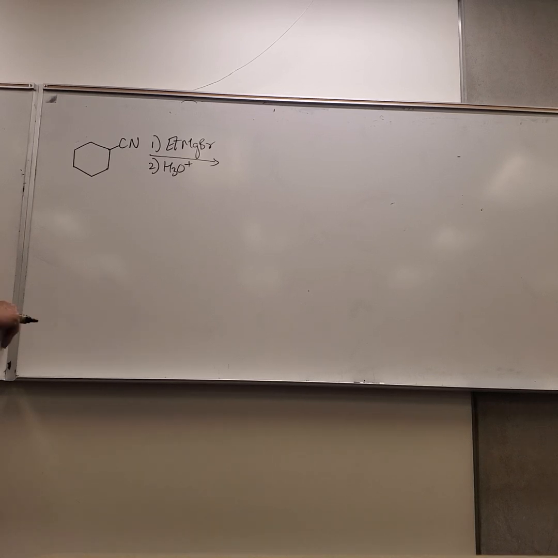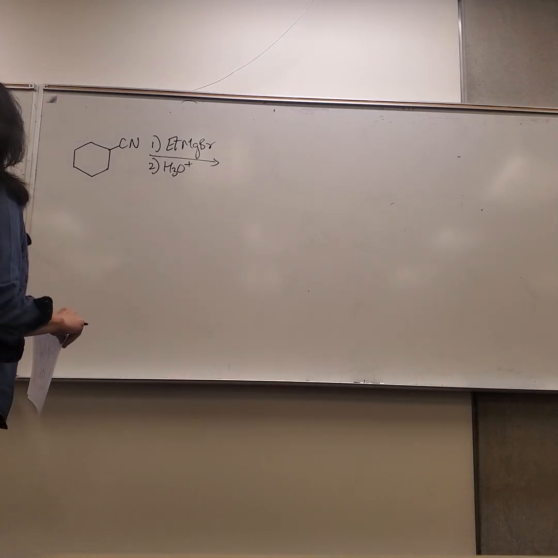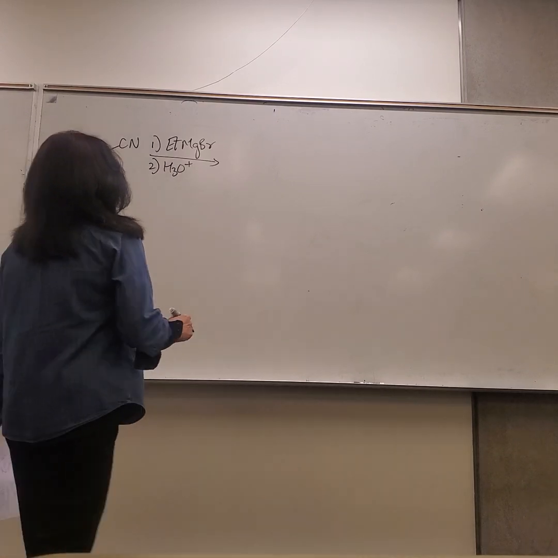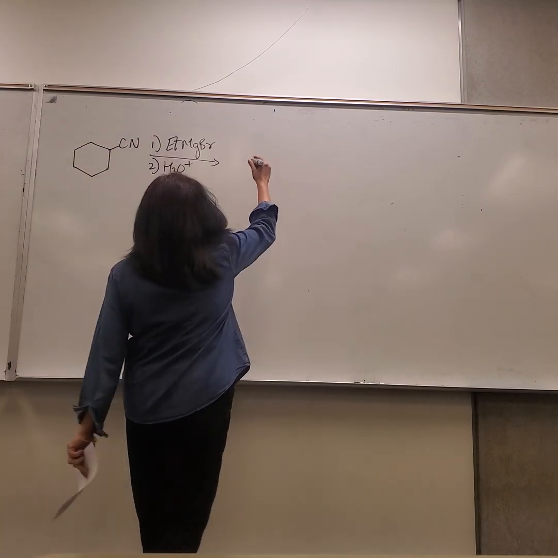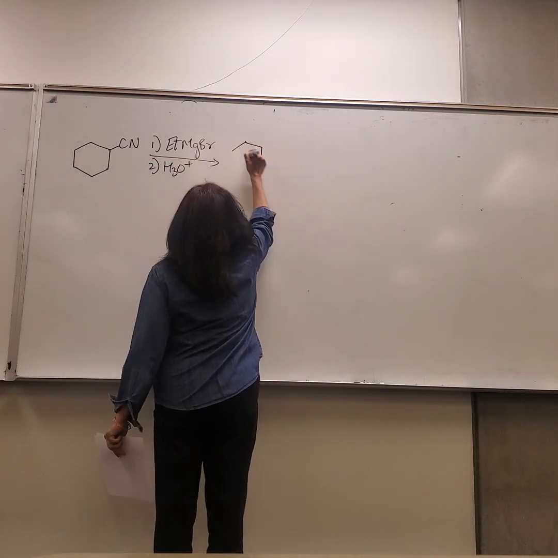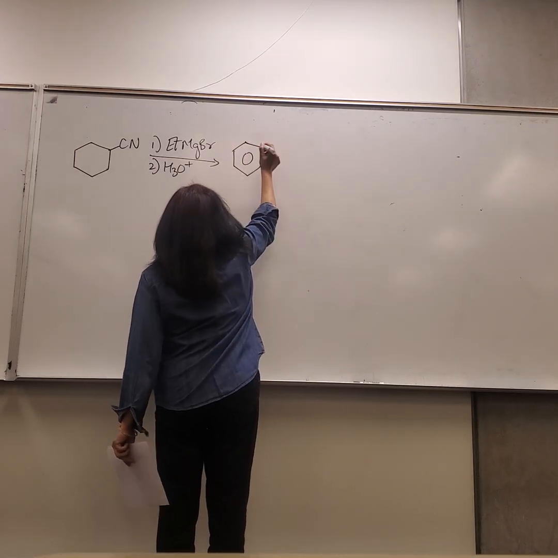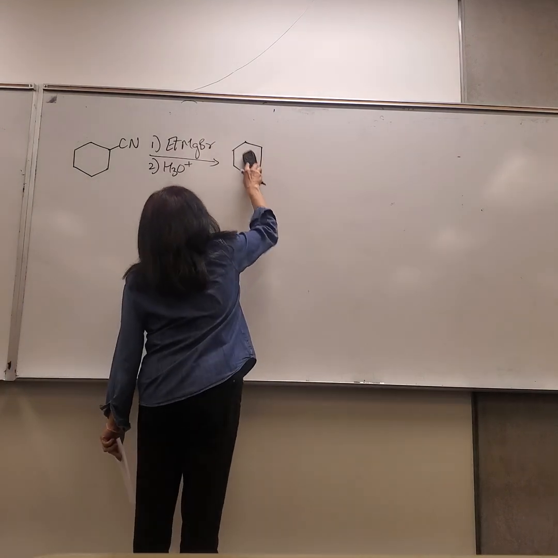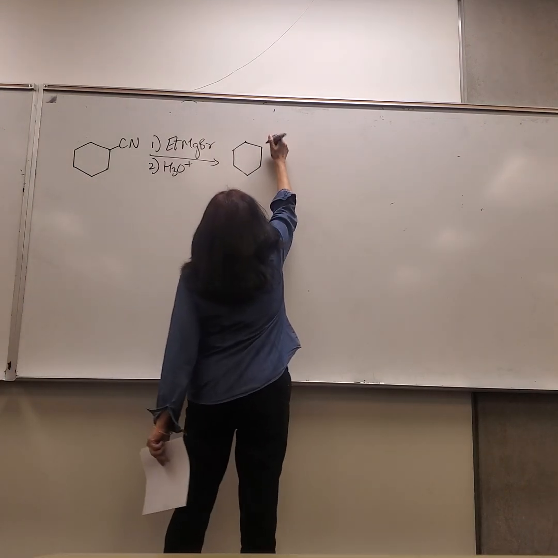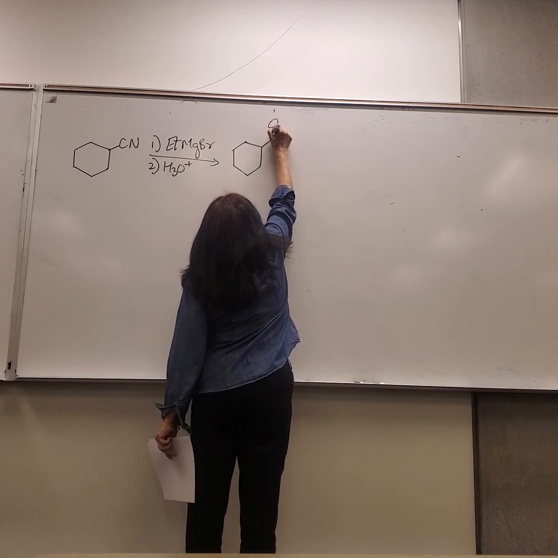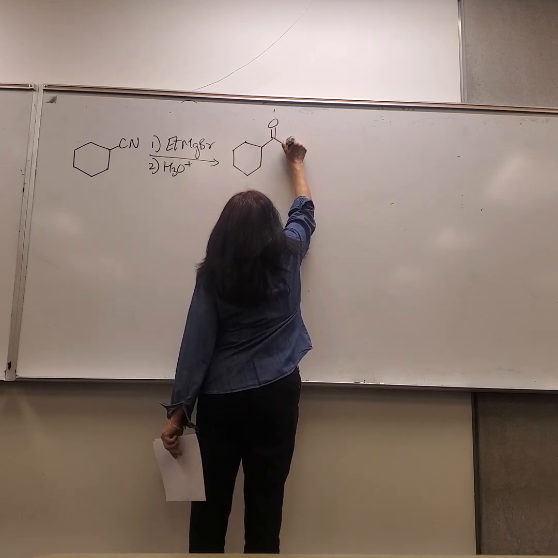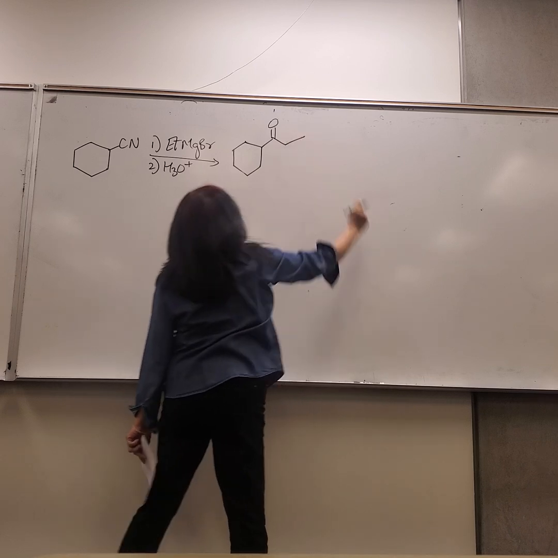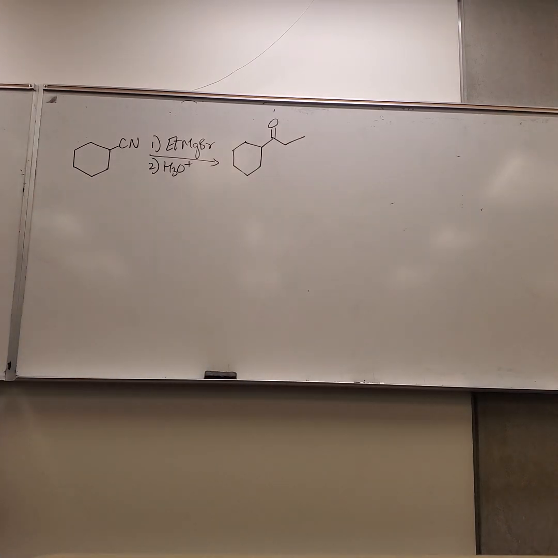The ethyl group replaces the nitrogen, and the C is double bonded to an O. Maybe we don't know how to name that. Well, we kind of do, right? Not benzene, cyclohexyl. 1-cyclohexyl-1-propanone. Is that what everybody is thinking? Yeah. Okay, let's write a mechanism.